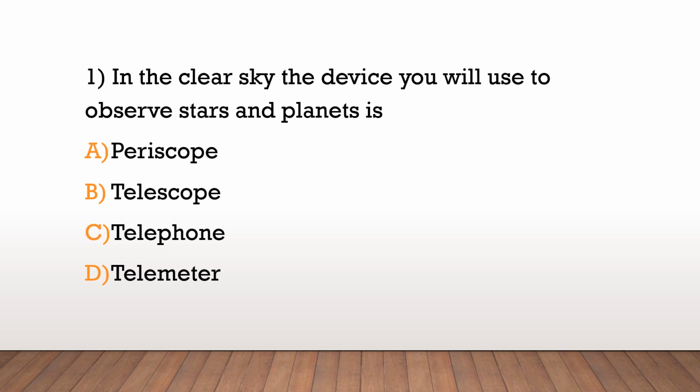The first question is, in the clear sky, the device you will use to observe stars and planets is A. Periscope, B. Telescope, C. Telephone, or D. Telemeter. The answer is telescope. Telescopes are used to observe distant objects in space. To view or see them, we use telescopes. And telescopes are very powerful.